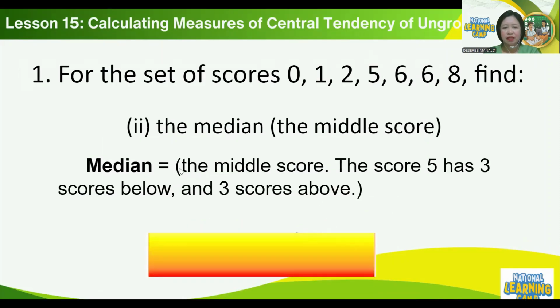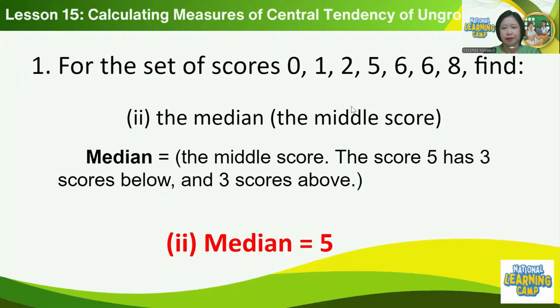The median is equal to the middle score again. So the score 5 has 3 scores below and 3 scores above. Therefore, the median is 5. So just get the middle score.